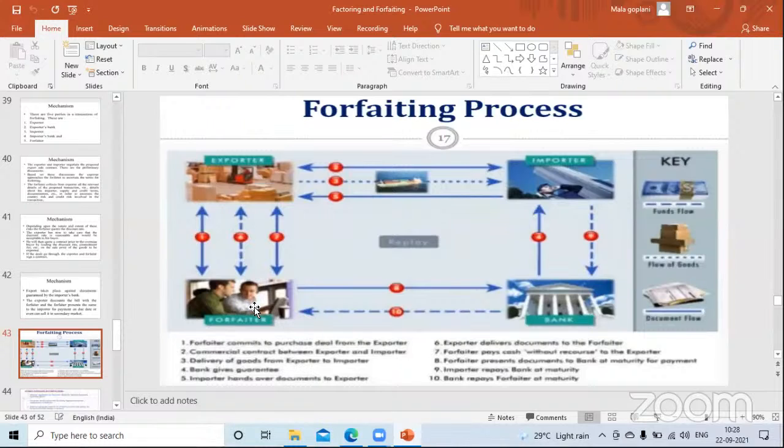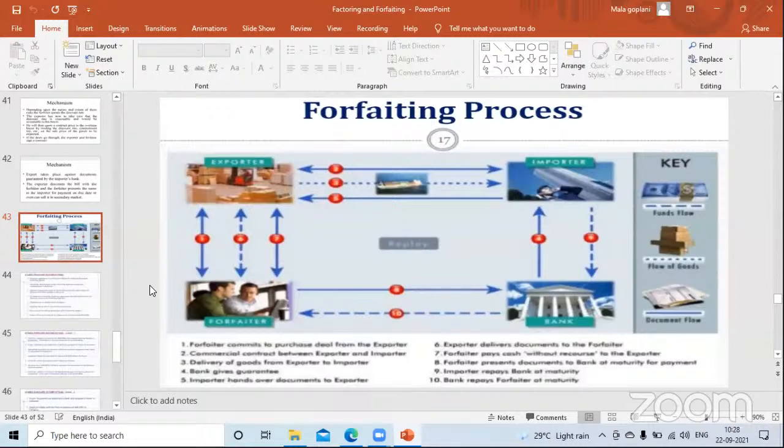Okay. Now, the eighth step is the forfeiter will go to the importer's bank and say, this is the due date. You need to ask your customer to pay. So now what will happen? Importer will pay to the importer's bank, and the importer's bank will remit all the money to the forfeiter. The last step, 10th step, on the maturity date, on the due date. Okay, so this is how the forfeiting process goes on.